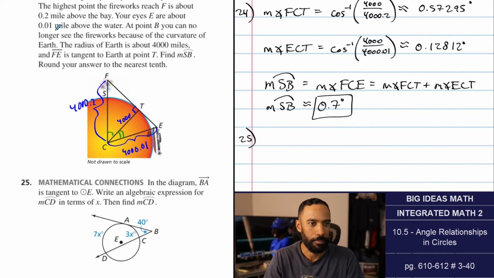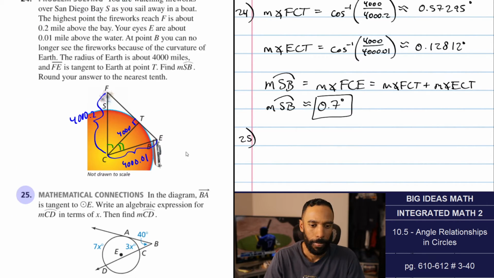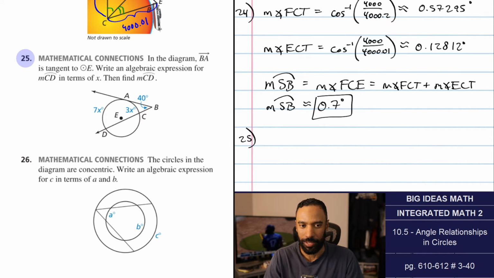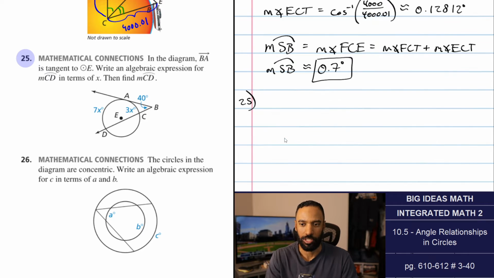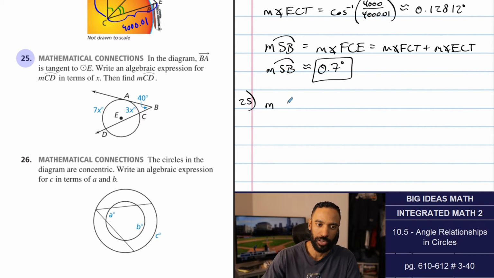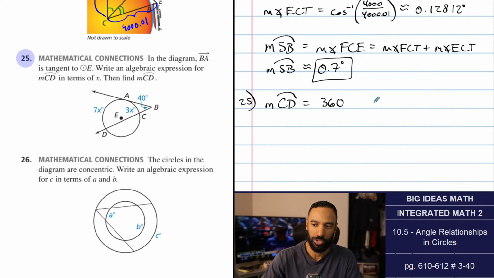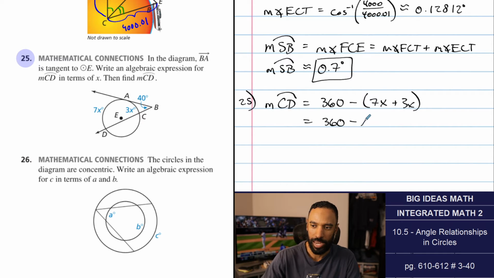Mathematical connections. In the diagram, ray BA is tangent to circle E. Write an algebraic expression for measure of arc CD in terms of x. Then find the measure of arc CD. So they first want it in terms of x. The measure of arc CD, you'll notice there are two arcs there. Given that there's the tangent, those two make up part of what's 360, and we subtract those from the overall 360. So 7x plus 3x taken away from 360, we get 360 minus 10x. Here's the measure of arc CD in terms of x.